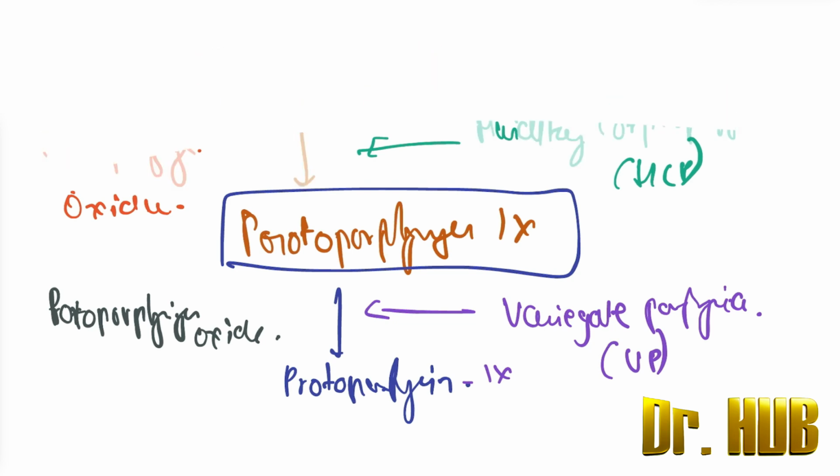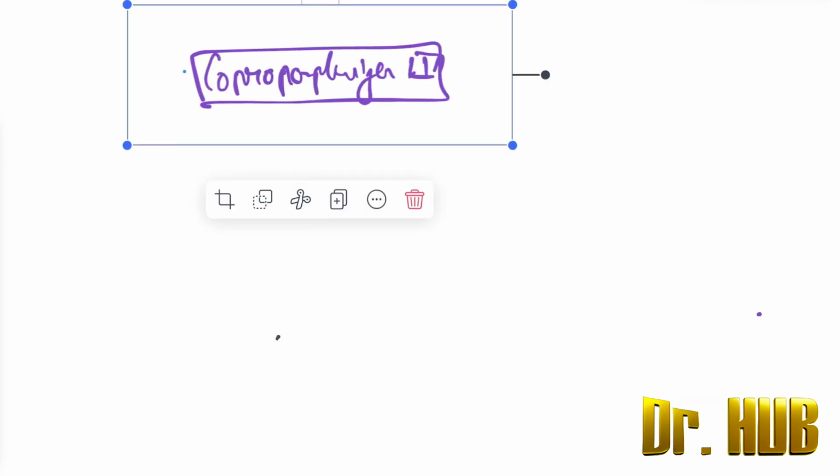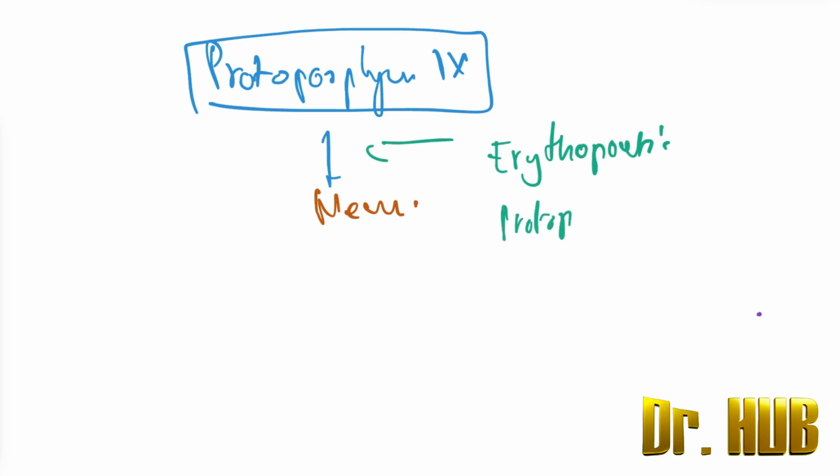The last step you are seeing is protoporphyrin 9. This protoporphyrin 9 is converted to heme. The porphyria here is erythropoietic protoporphyria, known as the EPP. And the enzyme involved here is ferrochelatase.